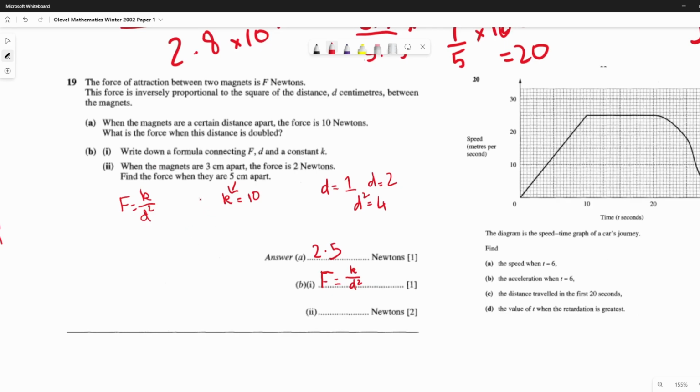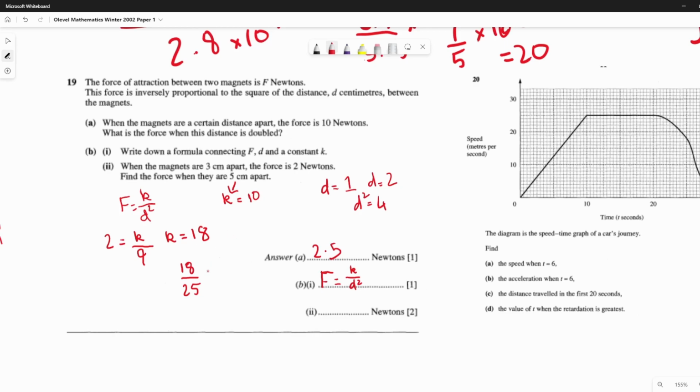When the magnets are 3 centimeters apart, the force is 2 newtons. Find the force when they are 5 centimeters apart. So when distance is 3, the square of the distance would be 9, and this is equal to 2, right? And then we need to get a value of K, which in this regard would be 18. For 5, we'd simply divide 18 by 5 squared, which is 25. And this would essentially be the answer.